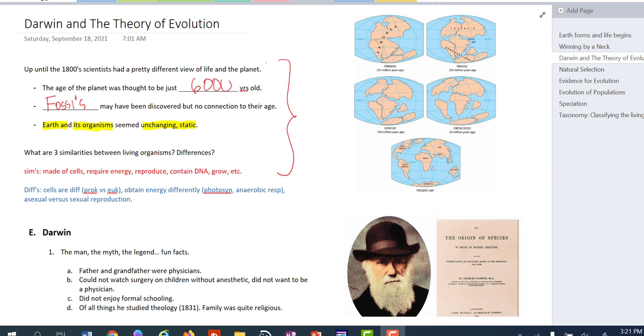So I might have written down different things. I tried to write down most of the similarities, but in red it says similarities. Well, all things are made of cells. They require energy. They reproduce, whether we're talking about individual cells or multicellular organisms. They contain DNA. Organisms evolve, they grow, etc. Right? So all life shares these similarities.